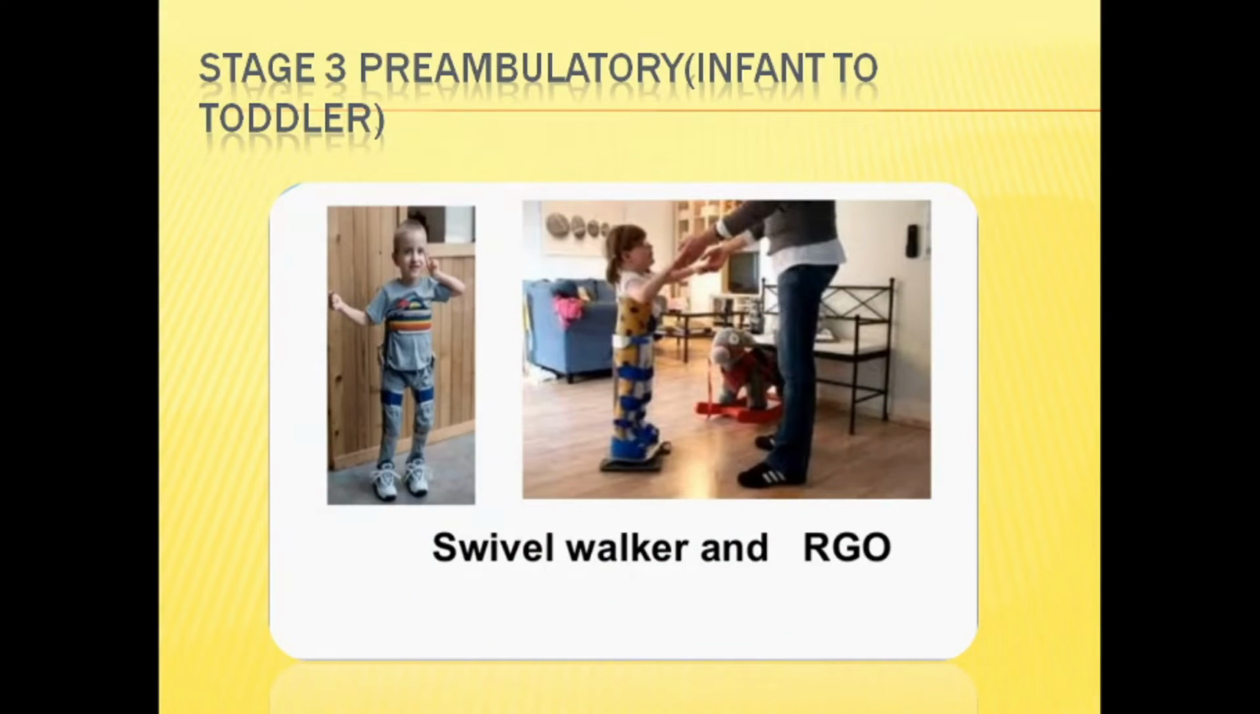Now in this slide, the first photograph is RGO. RGO is reciprocal gait orthosis. It is basically a hip, knee, foot orthosis, but in two parts. There are two KFOs, one for each leg, which are connected with the pelvic section. Okay, which helps in pelvic rotation and helps the child to walk without muscle control, especially when the child has very weak muscles. You can use these for gait training or for walking.